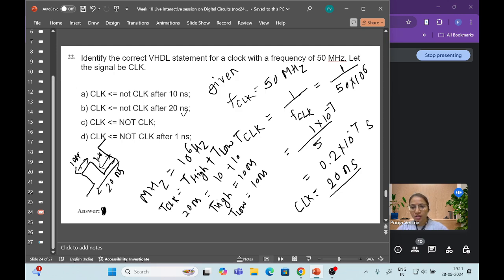That means in the question it is not clock after 10 nanoseconds, because we need only either the high level or the low level. So in that case option A is correct, not option B. The 20 nanosecond represents the whole period, so we have to take the lower one. That means not clock after 20 nanosecond is not a correct answer. The correct answer is not clock after 10 nanosecond.